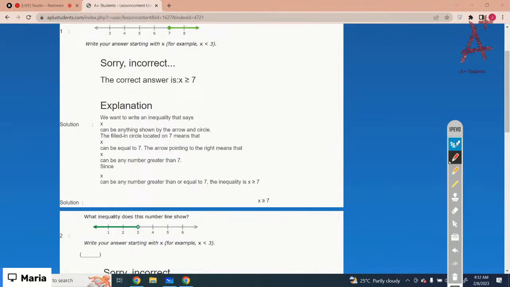So it would be x is less than 3. All the values are less than 3. Let's just start with the test questions so that we can do practice questions.